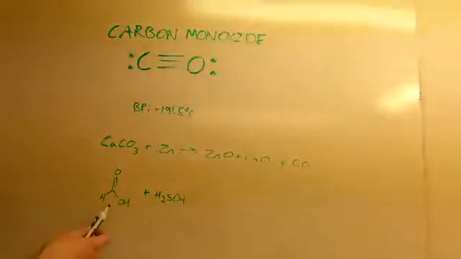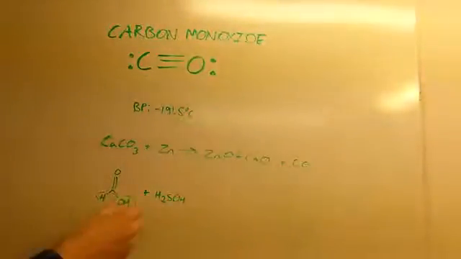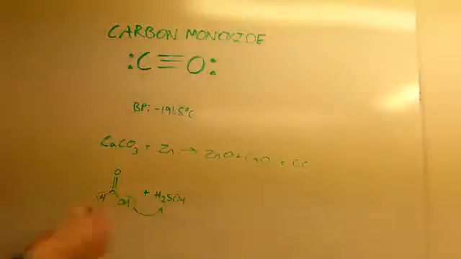So if you look at the structure of formic acid here, you can see there's a nice water that wants to break off. The sulfuric acid strips the water from it and you're left with this part up here, which is carbon monoxide. So that's a very convenient wet chemistry method for making carbon monoxide and the preferred laboratory method.